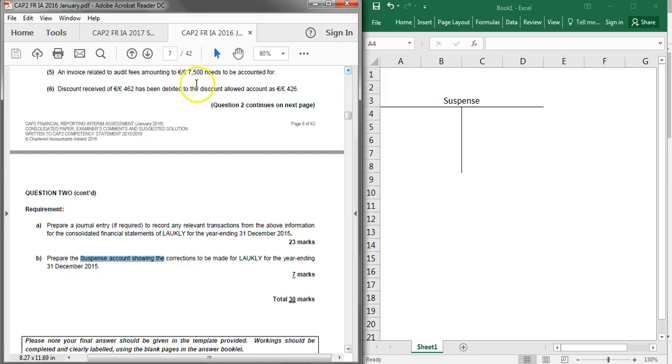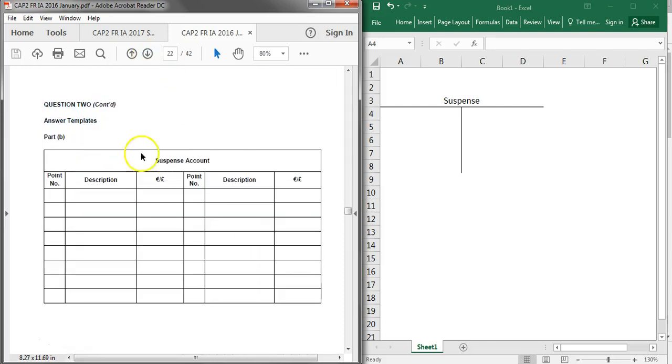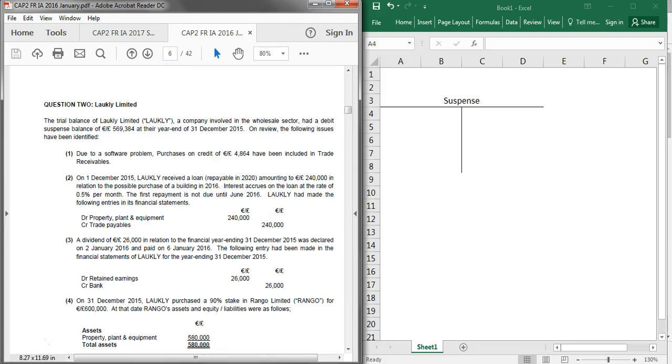One thing to note about the interim assessment is if you have a look at the solution, they will already give you templates of where your answers should be. So you'll have to fit your journal entries in here, and your T account will have to be fit in part B. So typically it's already prepared for you in an answer booklet. So just be careful of that and don't be surprised on the day of the exam if you see those layouts.